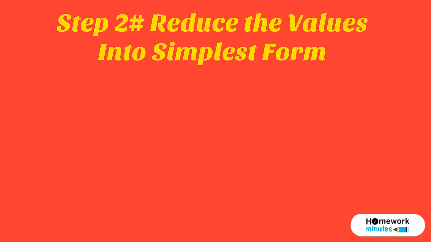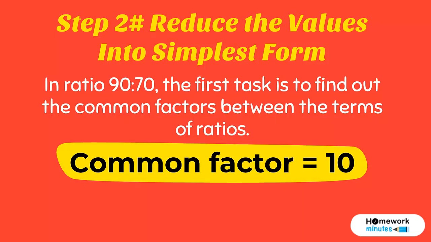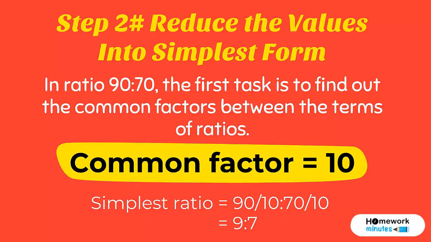Step 2. Number. Reduce the values into simplest form. In ratio 90/70, the first task is to find out the common factors between the terms of the ratio. Common factor equals 10. Simplest ratio equals 90/10 equals 9/7.